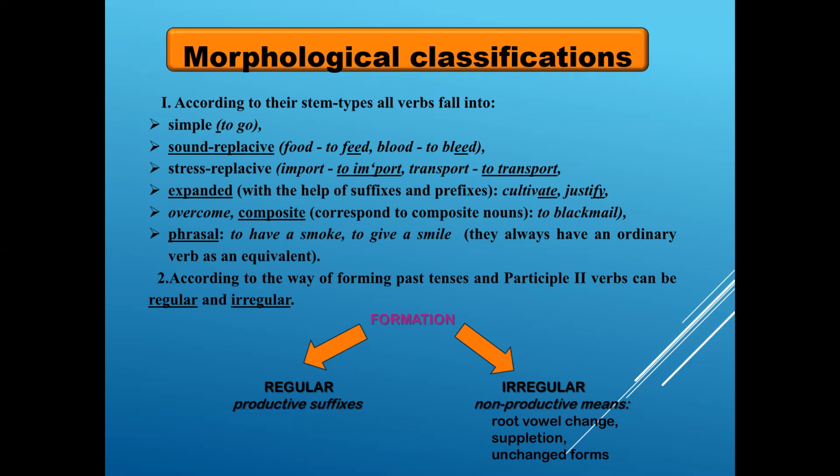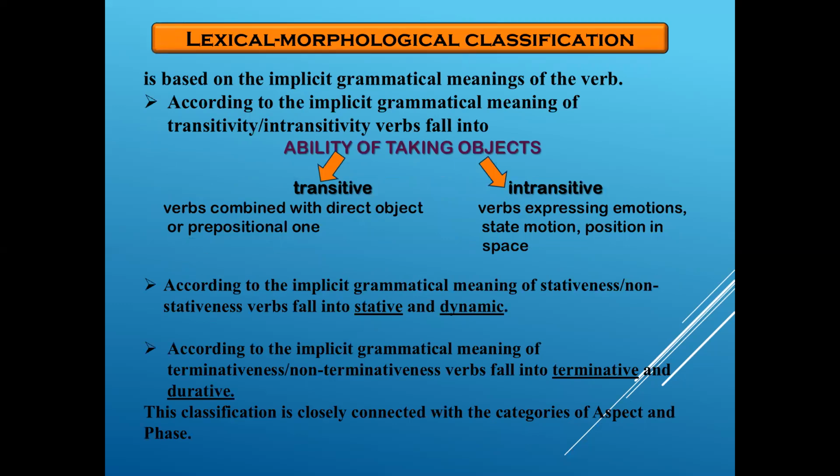According to the way of forming the past tense and participle, verbs can be regular and irregular. Regular verbs use productive suffixes, and irregular, non-productive means, include root vowel change, suppletion, and unchanged forms. Lexical morphological classification is based on the implicit grammatical meaning of the verb. According to the implicit grammatical meaning of transitivity, verbs fall into transitive and intransitive. So that is basically the ability of taking objects.